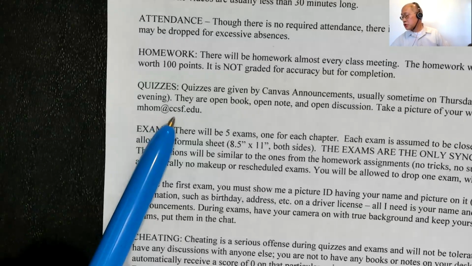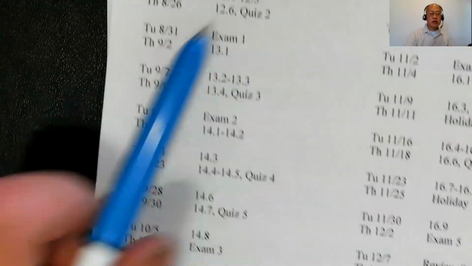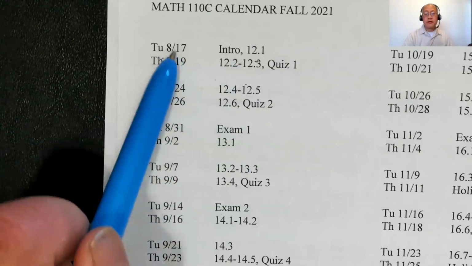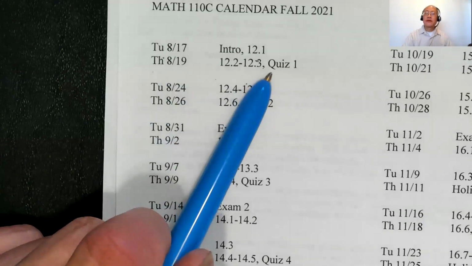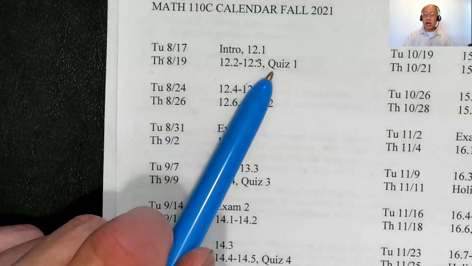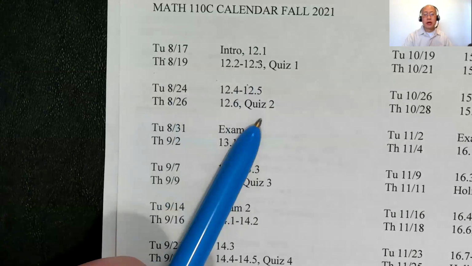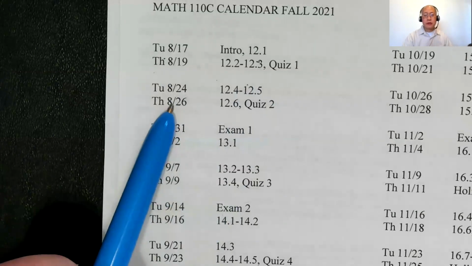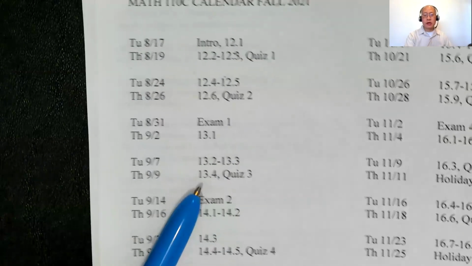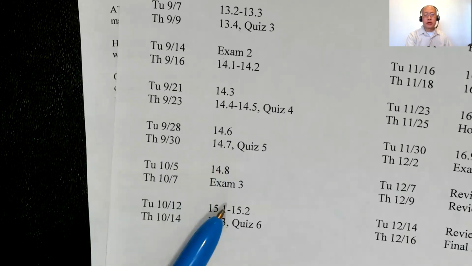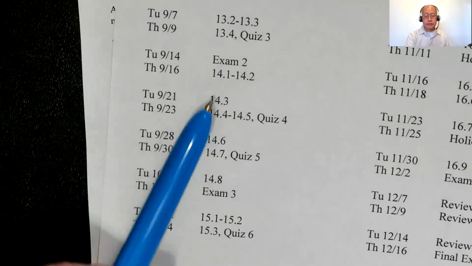So if you look at the calendar, most quizzes are on Thursdays. Okay, so first quiz Thursday the 19th, you have until Friday the 20th at 11:59 p.m. to submit the quiz. Second quiz Thursday the 26th, you have until 11:59 p.m. Friday the 27th to submit that quiz, and so on. Okay, so that's the way quizzes generally work.